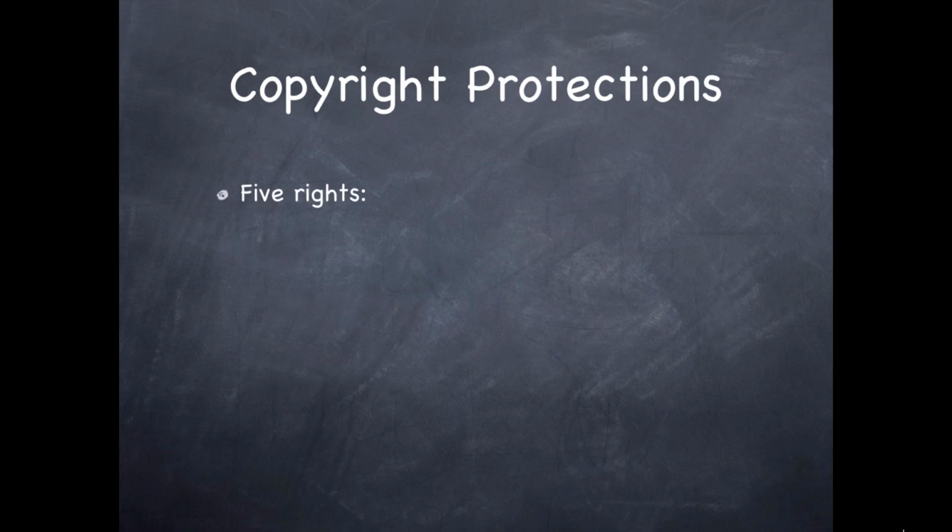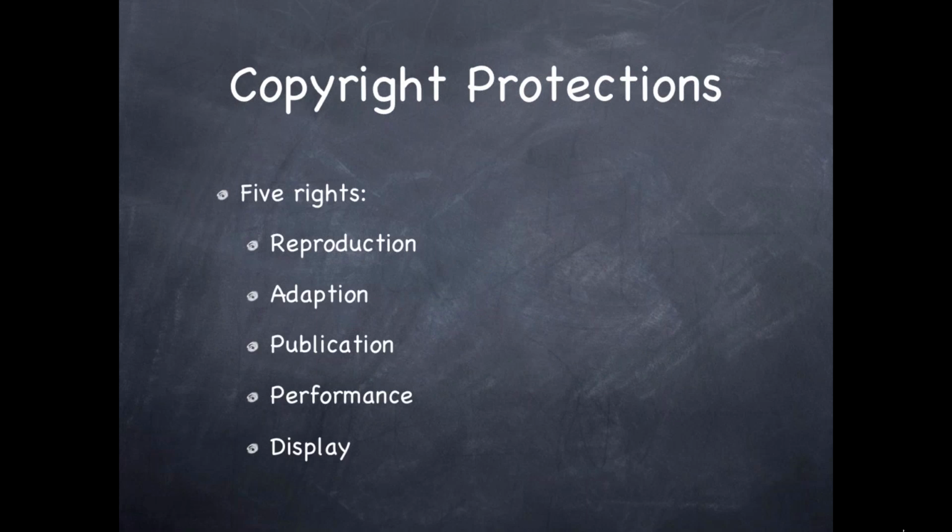For copyright protection, you do get 5 rights. So you get the right of reproduction, the ability to make copies of items. With reproduction, you decide whether you want one autographed copy of an item or if you want 1 million digital copies of the item to spread around the world.